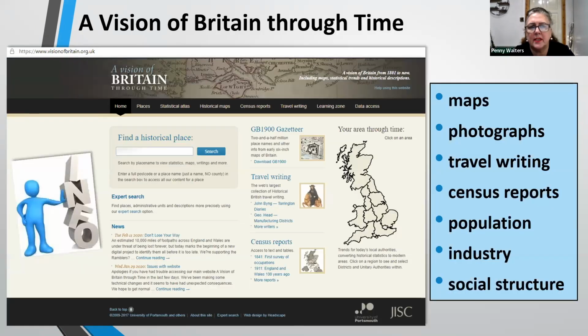A website that I think is fantastic is called A Vision of Britain Through Time, and this is clickable in your handout. The reason that I think it's fantastic is it's got loads and loads of really useful information: maps, old and new, photographs, travel writing, census reports, population statistics, what the different industries were like in specific places, and social structure. So this is really my cup of tea and is a fantastic website. So it's A Vision of Britain Through Time.